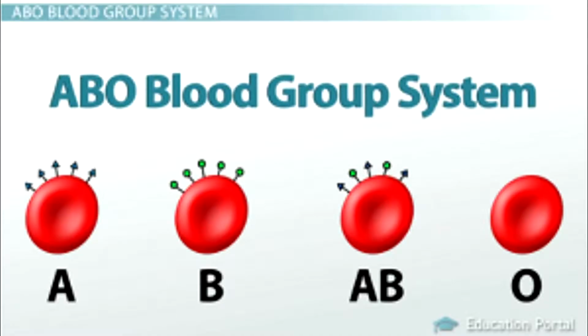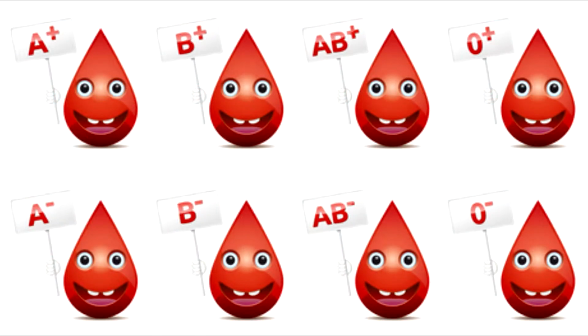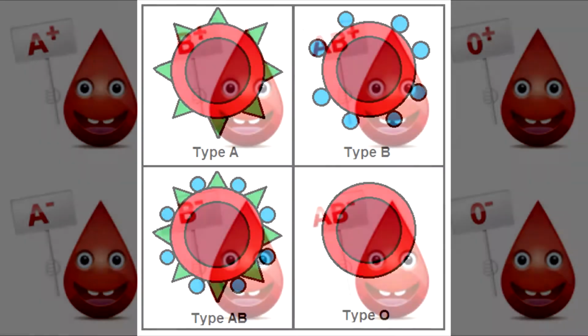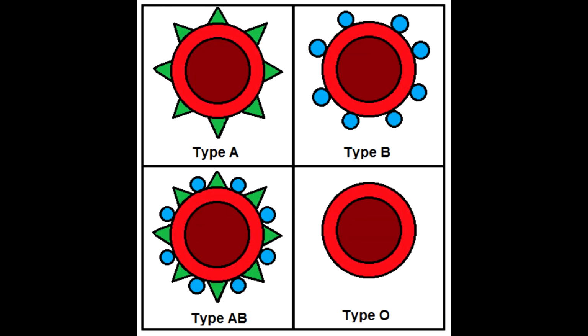There are 8 types of blood separated into 4 groups. The groups are A, B, AB, and O. And the types are A positive, A negative, B positive, B negative, AB positive, AB negative, O positive, and O negative. Blood groups are determined by the presence or absence of 2 antigens, A and B.